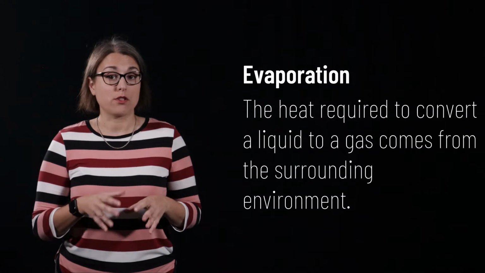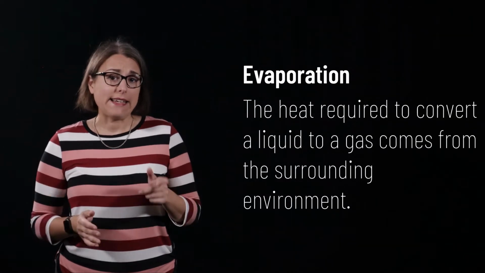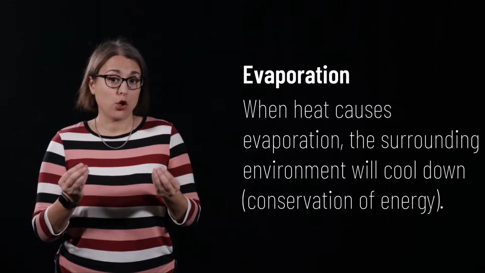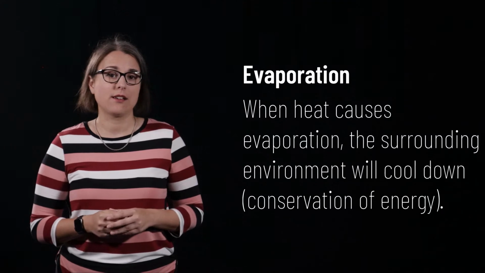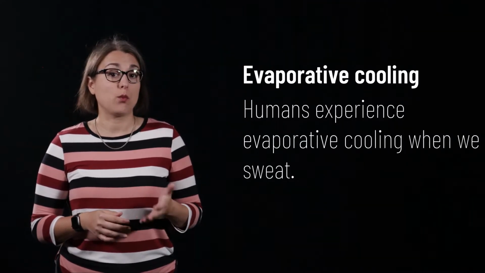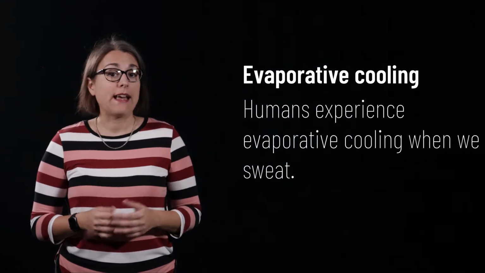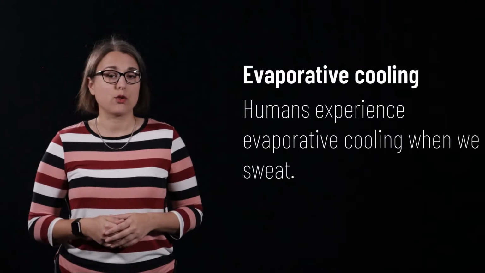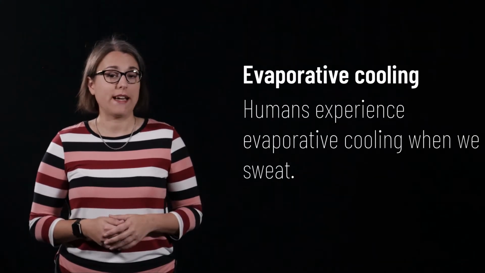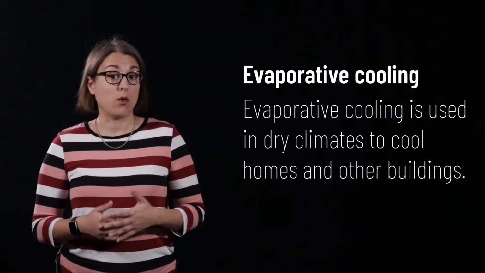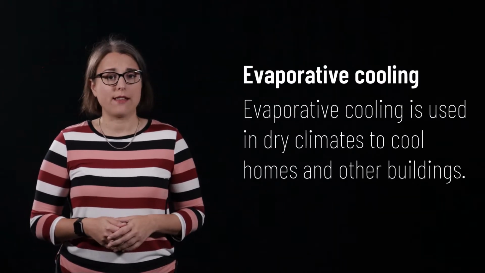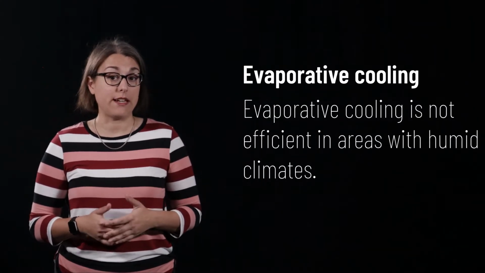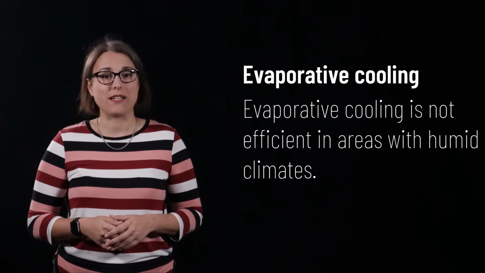Heat is required to convert a liquid to a gas. That heat must come from somewhere. When evaporation occurs, the surrounding environment cools down after it provides that heat. Evaporative cooling is something that we as humans experience frequently. Our bodies sweat when it's warm. Our skin provides the heat required for that sweat to evaporate, causing our skin to cool down. Evaporative cooling can also be used in homes in areas with a dry climate. In the Chicagoland area, evaporative cooling is not as effective as air conditioning due to our humid summer climate.